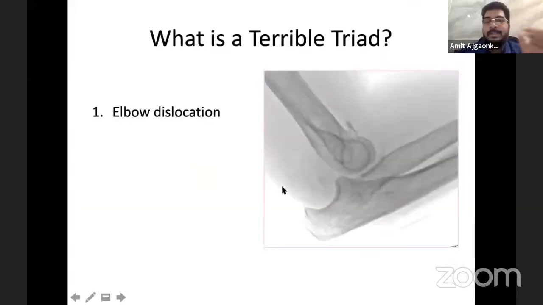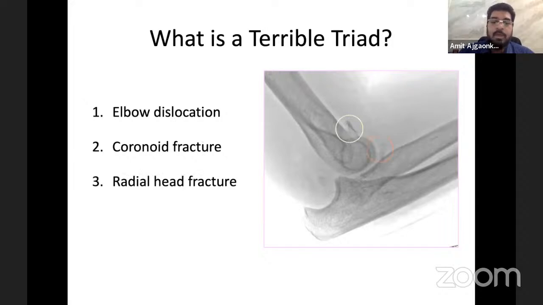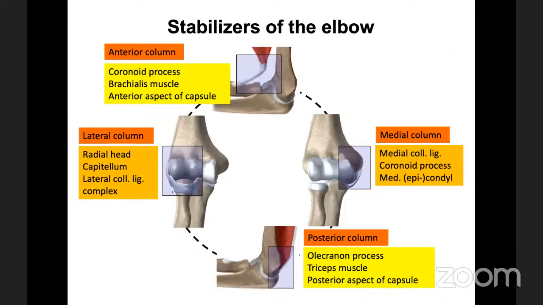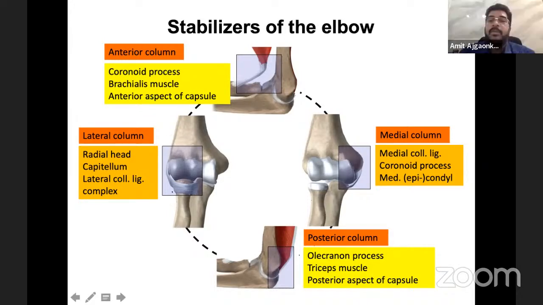So the terrible triad. What's a terrible triad? We have been hearing this. In one of the conferences which I attended around 5 to 6 years back, people were asking why discuss such terrible triads, wherein we just do a reduction. But each and every orthopedic surgeon needs to know what it is and how it needs to be treated. It's an elbow dislocation with a coronoid and a radial head fracture. Generally it is this way, and I will talk about the stabilizers of the elbow. The anterior column is very important, wherein there is a coronoid process.